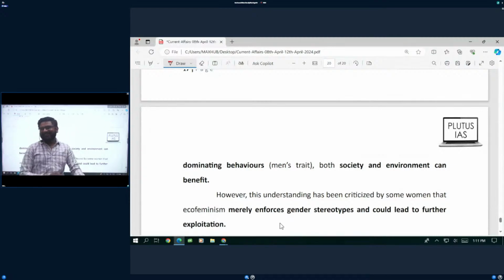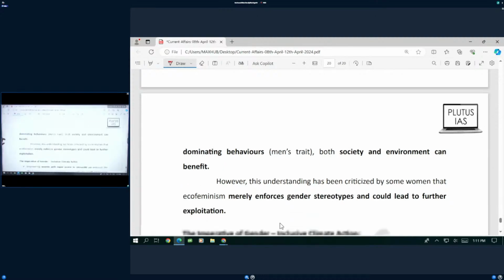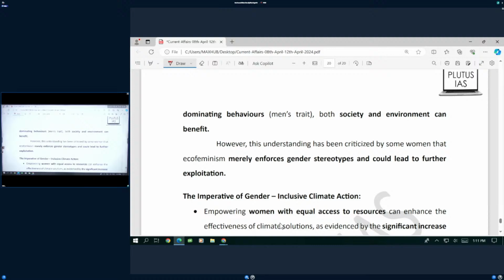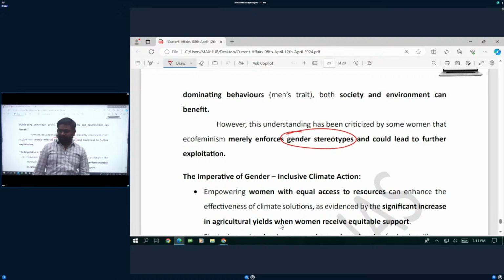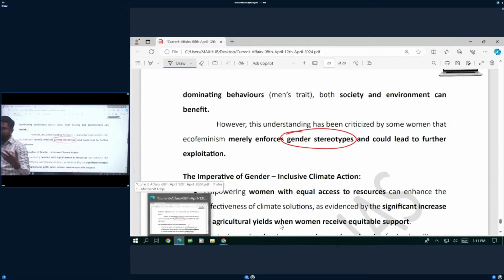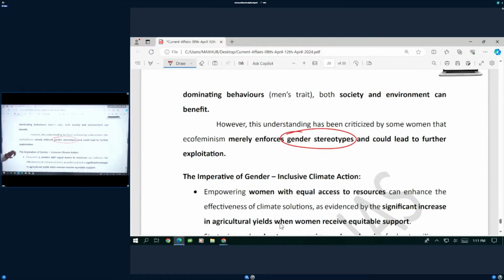ठीक है. Anyway, ये क्रिटिसिज्म भी है इसी का. Some women scholars argue that ecofeminism is creating what? Gender stereotype. आपका ये क्या कहने का मतलब है कि women are only caregiving and all? So what you are doing is gender stereotyping. ठीक है, आपका आर्ग्यूमेंट कुछ हद तक सही भी है. Yes, whenever climate change or environmental impact happens, women are often more impacted than the boys and the men. But nonetheless, you are enforcing gender stereotypes. Clear है? So this is what you call ecofeminism.